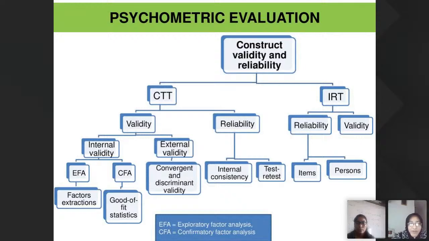As mentioned from the beginning, we are using the CTT and the IRT for validity and reliability. Under the IRT, we have the item and person. For the CTT reliability, we are checking the internal consistency as well as the test-retest. Under the validity for the CTT, we have done the internal validity as well as the external validity. For the external validity, we are looking at the convergent and discriminant validity. For the internal validity, we have the exploratory factor analysis and also the confirmatory factor analysis. For the EFA, we have the factor extraction, and for the CFA, we will show you the result for the goodness of fit statistics.